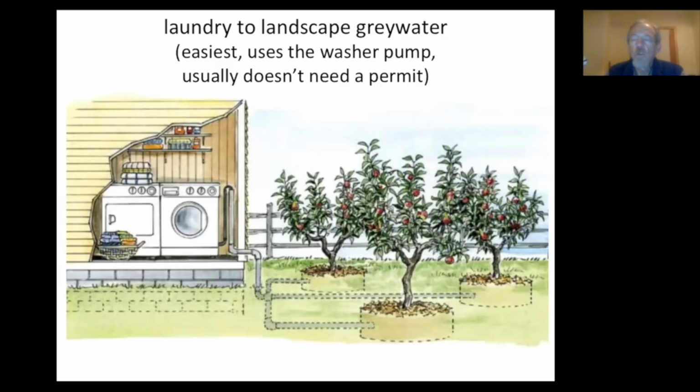So laundry to landscape, you can Google that, or you can look it up in Art Ludwig's books, and there are lots of great videos on how to do it on YouTube.